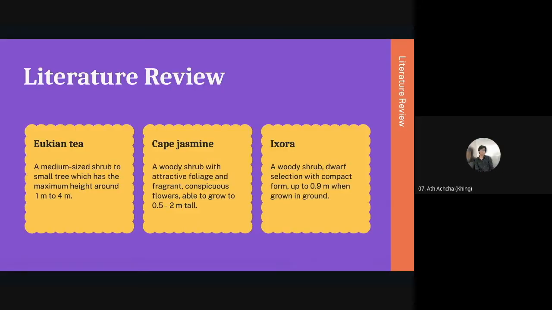Okay, so this is the literature review. We're going to talk about the trees that we use in these experiments. The first one is the Yucca tree. It is a medium to small size, with a maximum height of around 1 meter to 4 meters.